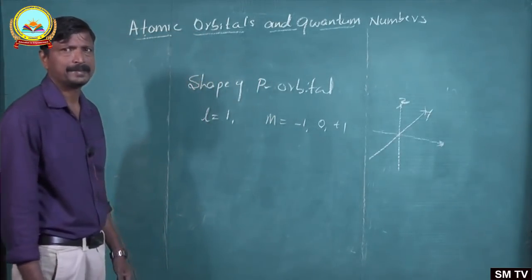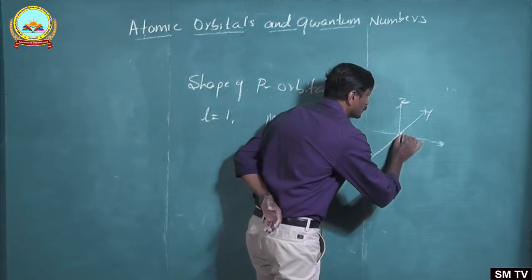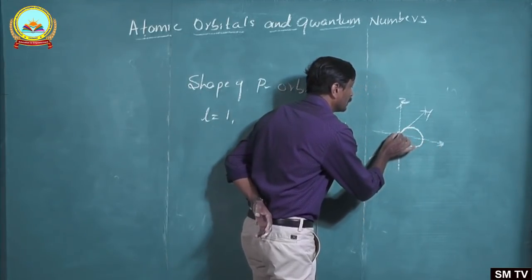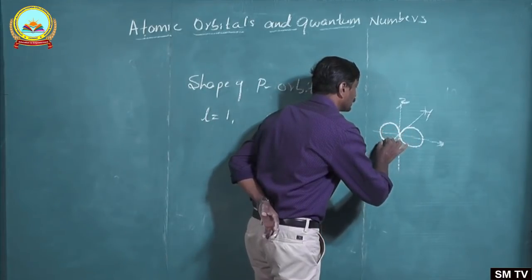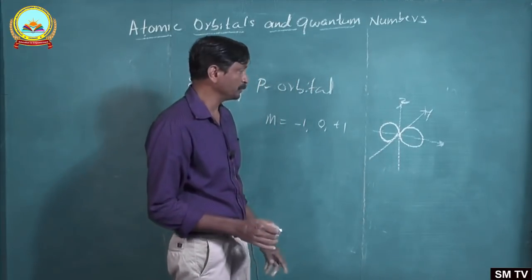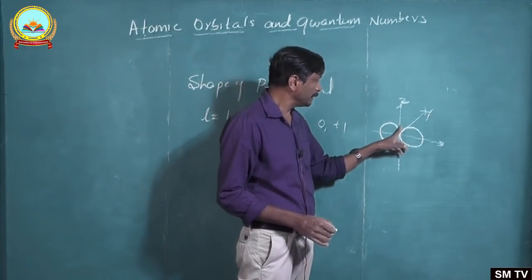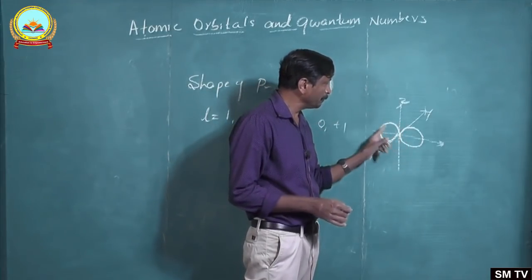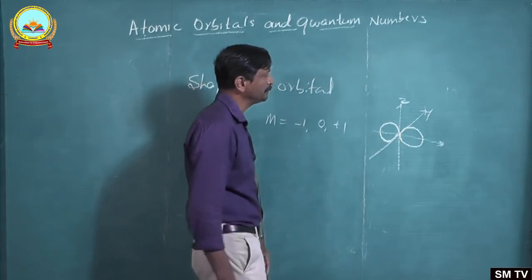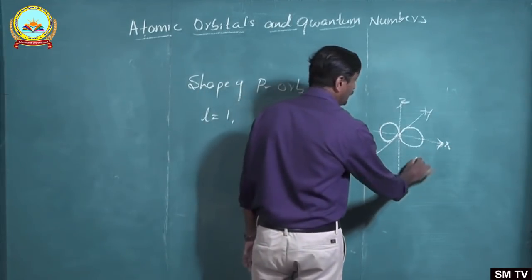Here also the probability density gives two lobes. One lobe here, and you can write another lobe here. So this is the shape, two lobes that meet at the nucleus. At the meeting point you have a 0 probability of finding the electron. So this is the shape. If it is oriented along the x-axis, then it's called a px orbital.